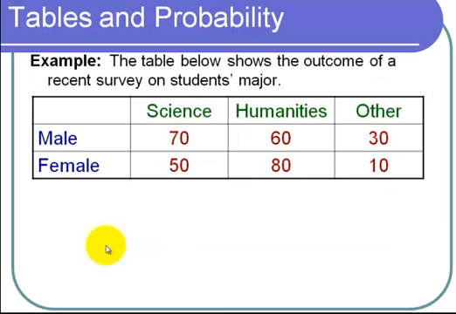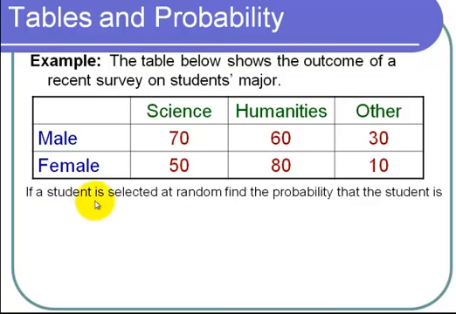Okay, now let's talk about tables and probability. So here's an example. The table below shows the outcome of a recent survey on students' major. So let's see how you read this first. First, we got male and female. We got science, humanities, and other. So notice this 60, for example, means that there are 60 students who are male humanities majors. That's how you read this table. So let's use that to calculate some probabilities.